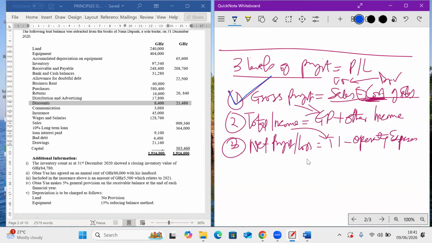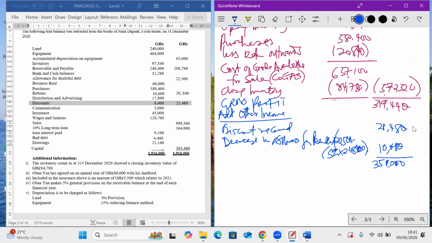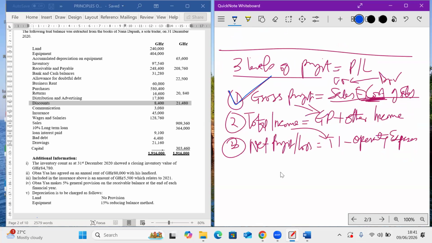What is the name for the 351,000? Total income. We said we will find other income and add it to the gross profits. So it's total income. We've added the two other incomes to the gross profits. So what is the name of this 351? Total income. Do you agree? Yes, sir. So you are done with total income.